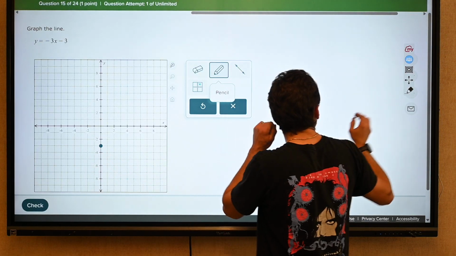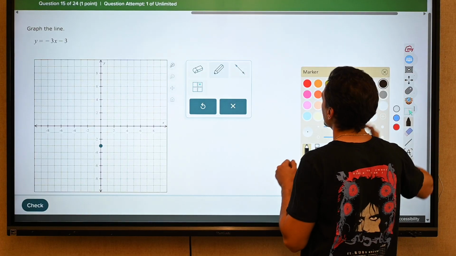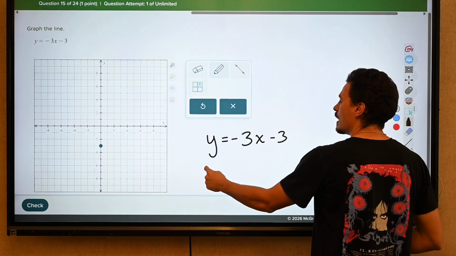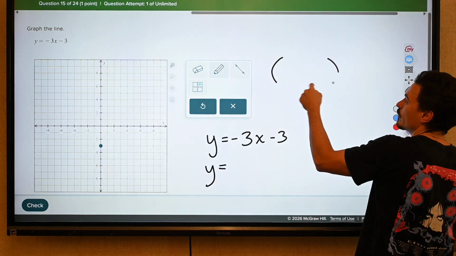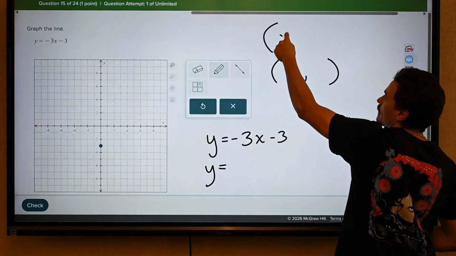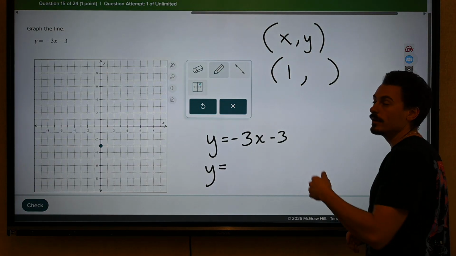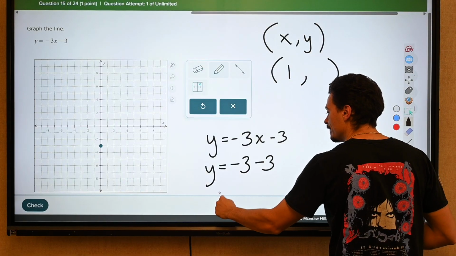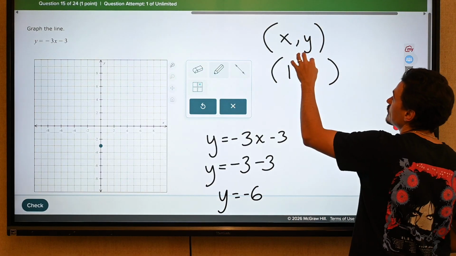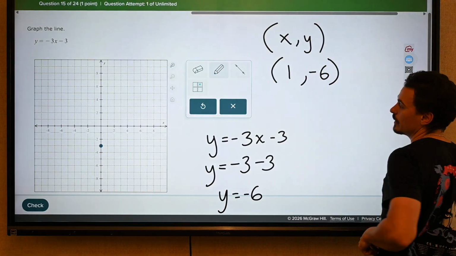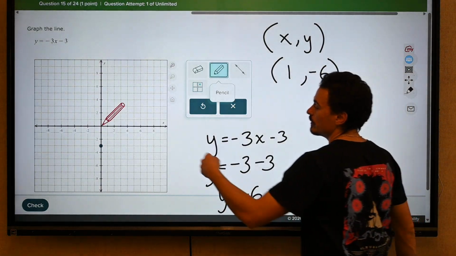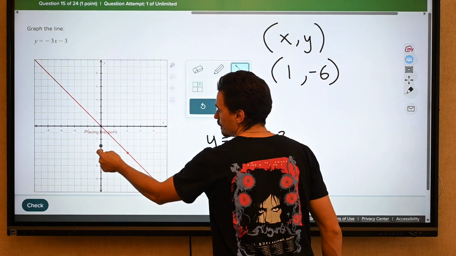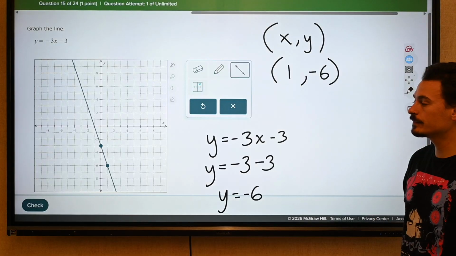Now we're going to find another point. If I have y equals negative 3x minus 3, I'm going to find the point on the graph when x is 1. Remember, a point on the graph is x comma y. If x was 1, it would be negative 3 minus 3, which gives us an answer of negative 6. Then I can put that point on the graph right here, and then graph my line. So there you go.